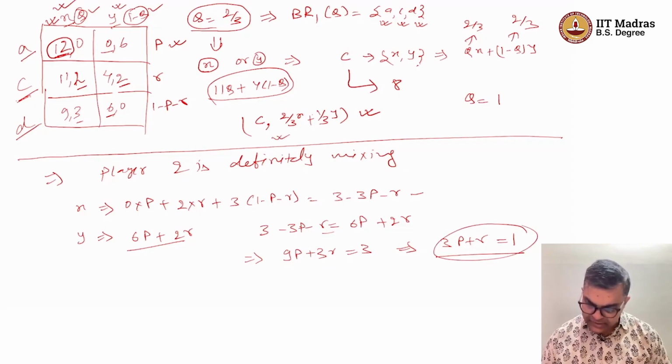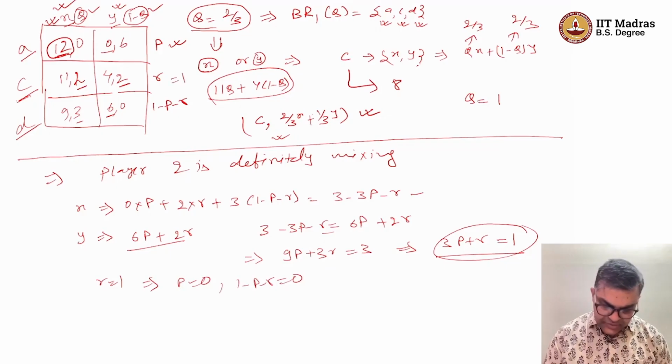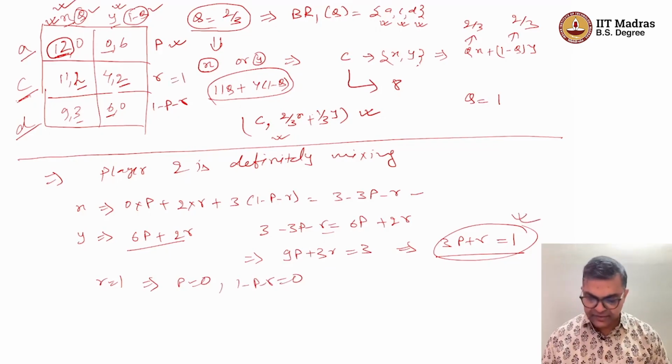Can we do that? If R is equal to 1, that will make P equal to 0, and when P is equal to 0, 1 minus P minus R will also become 0. So this is very valid as per this definition also.